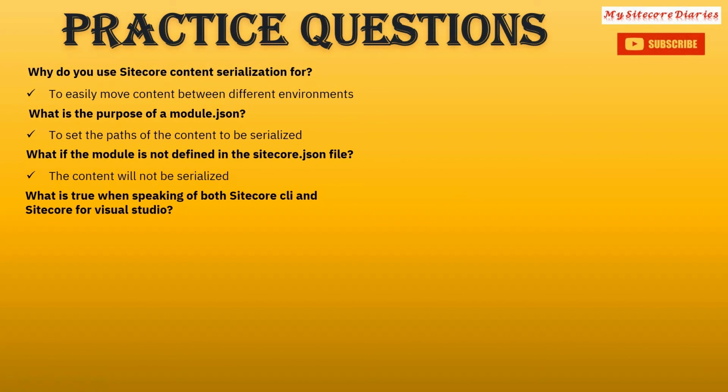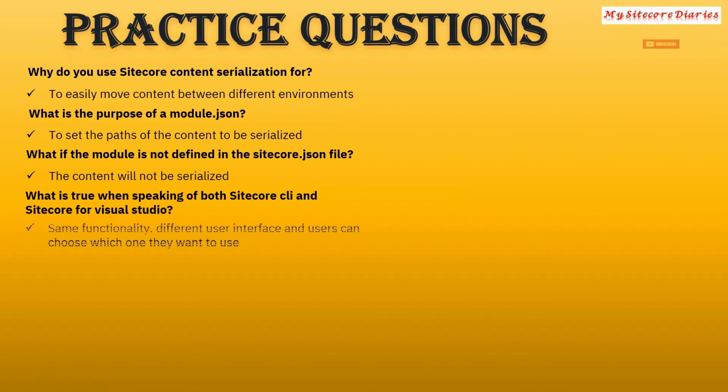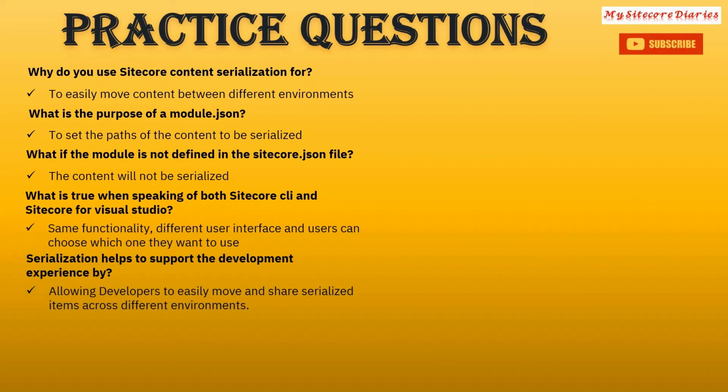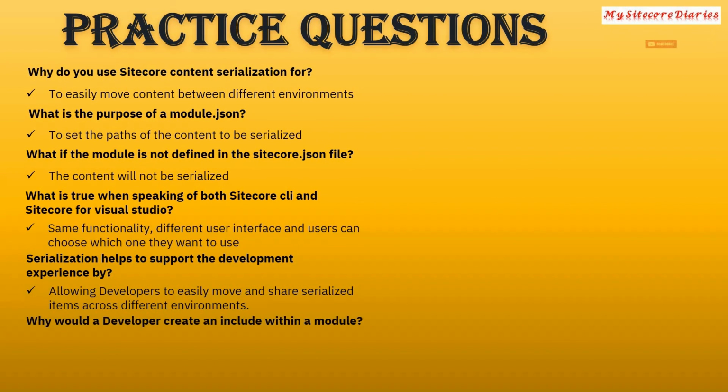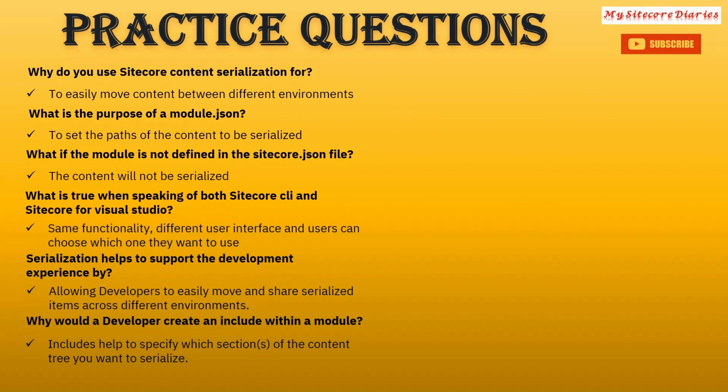What is true when speaking of both Sitecore CLI and Sitecore for Visual Studio? Both are the same, having the same functionality but a different user interface, and the user can choose which one they want to use. Serialization helps to support the development experience by allowing developers to easily move and share serialized items across the different environments. The first question and this question are the same. Why would a developer create an include within the module? Why will he create an include configuration? Include helps us to specify which section of the content tree we want to serialize.